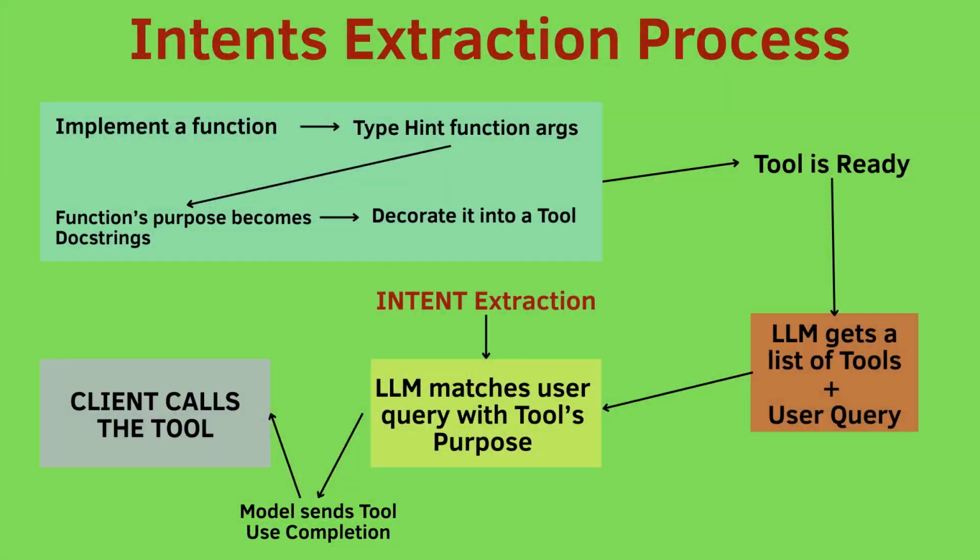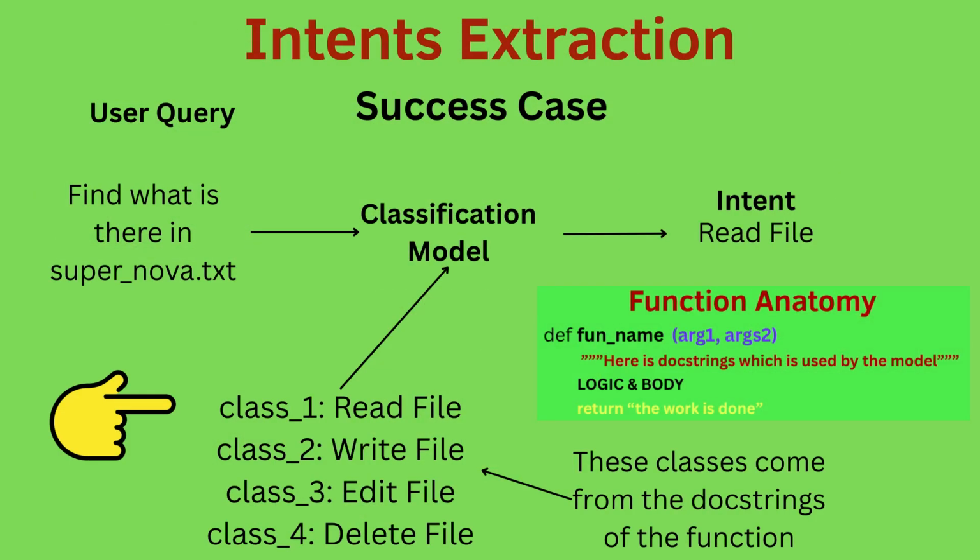Intent extraction is essentially an N-class classification problem. The user can say anything, but the model's job is to classify that input into one of the available tool-based intents. In our case, the model has 4 known intents, each one derived from the docstrings of available functions. These could be things like read file, write file, delete file, list files.